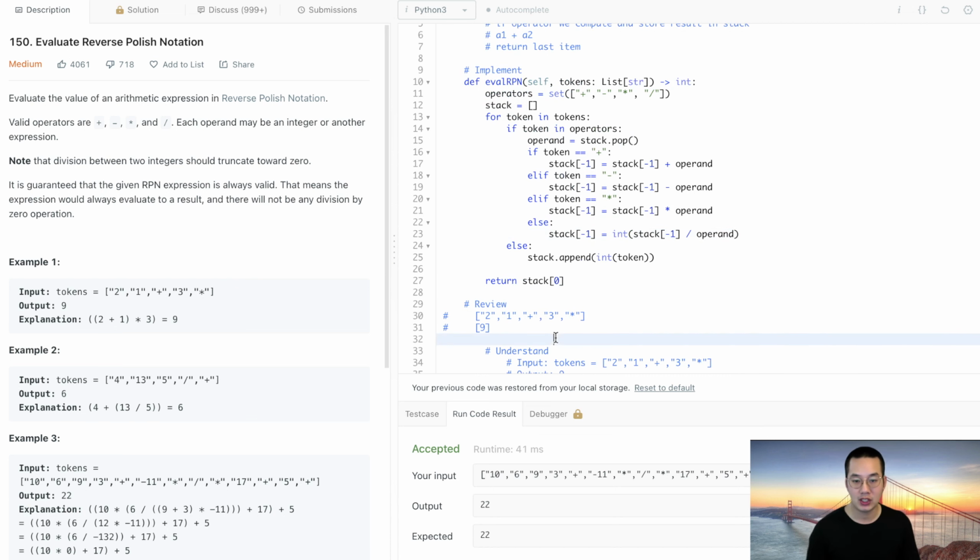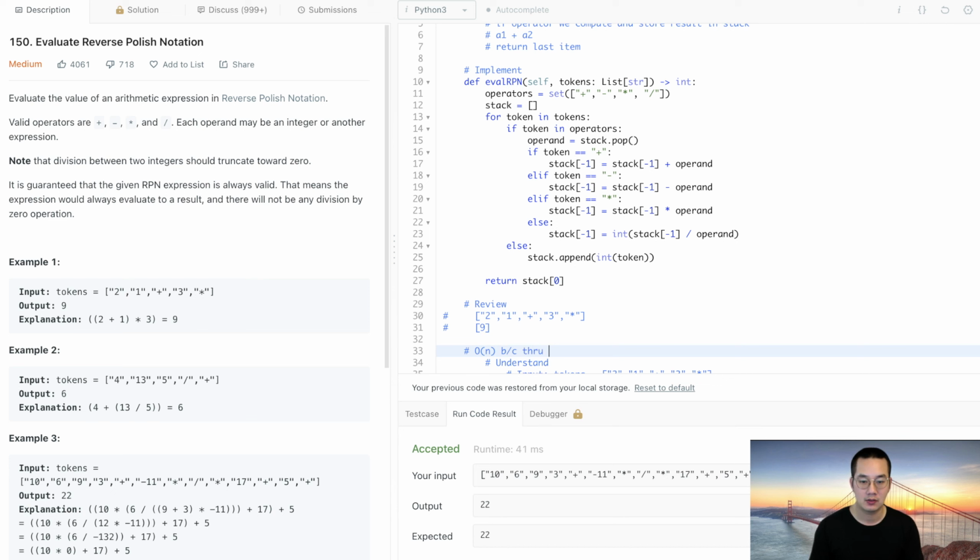The evaluation is going to be O of n, because we go through all the tokens, and the space is O of n because of the stack.